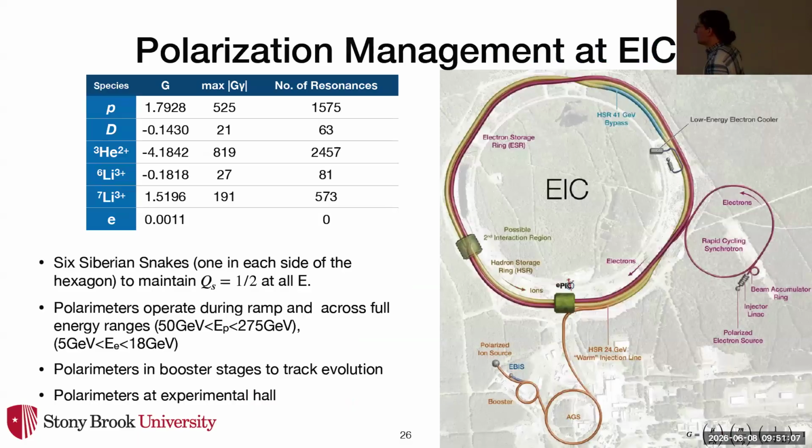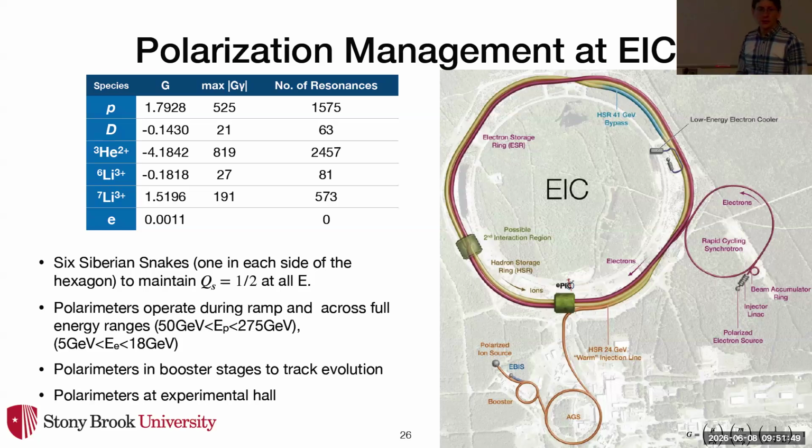Okay. EIC, we have 3 pairs of Siberian snakes. And to my current understanding, each Siberian snake actually does two rotations, so that there's a lot more effective pairs of them, and they are placed one on each straight segment of this hexagon. This is a list of the number of resonances we have to pass through as a function of species, and the maximum of Gγ, which I guess I forgot to fill in for the electron. Okay.